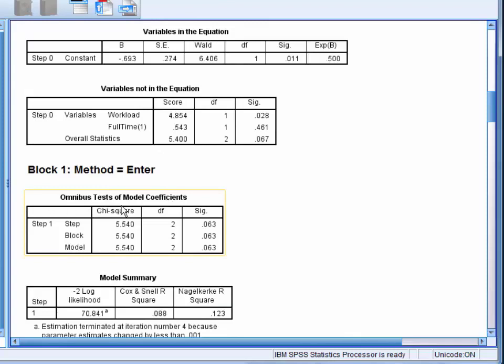The omnibus test of model coefficients in block 1 shows how the model changed when the control variables were added. We can see that the chi-square value in the model row is not significant. This indicates that adding the control variables did not significantly improve the ability of the model to predict which employees would leave.